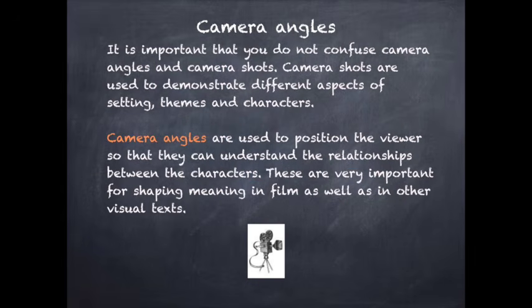It is important that you do not confuse camera angles and camera shots. Camera shots are used to demonstrate different aspects of setting, themes, and characters. Camera angles are used to position the viewer so that they can understand the relationship between the characters. These are very important for shaping meaning in film as well as in other visual texts.